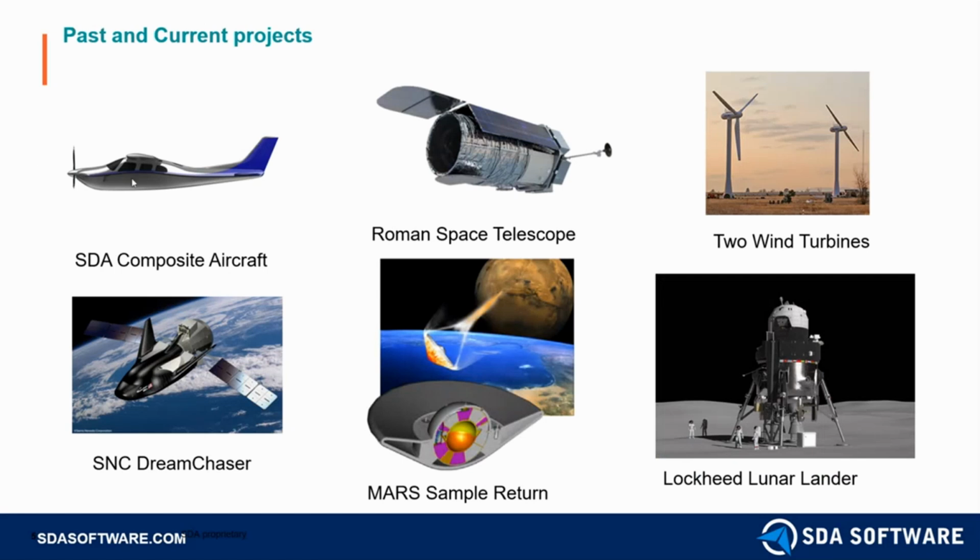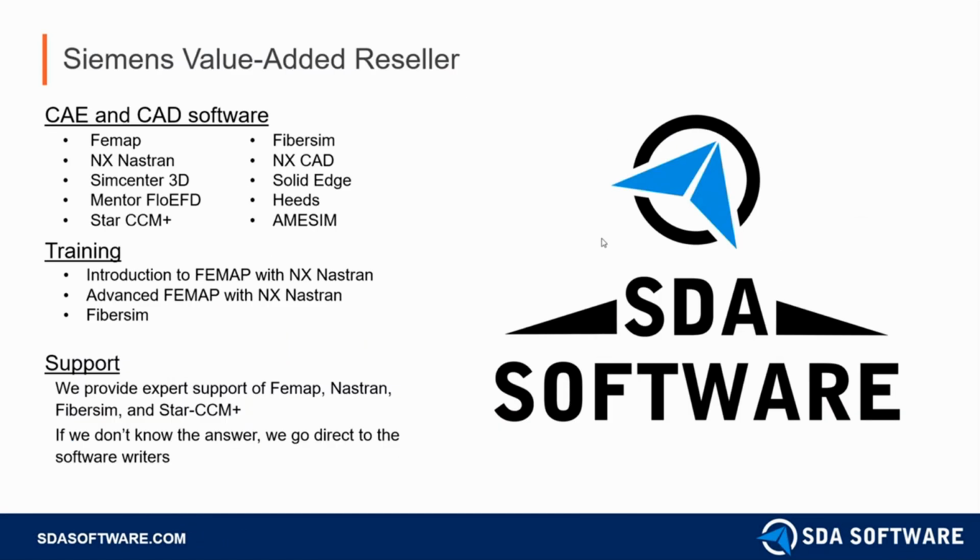Our past and current projects: this is the composite aircraft, Roman Space Telescope, which I spent about 3 years working on, some wind turbines, the Dream Chaser, a Mars sample return, and the Lockheed Lunar Lander. So just a few of our products.